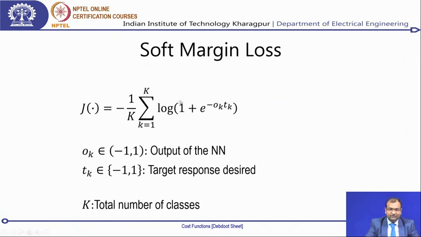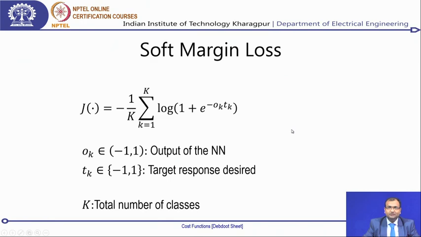Now, here by doing this, you are going to scale it down in that particular range. So, if I have this minus Ok Tk, and if both of them are negatives, then this becomes a positive quantity, e power of 1. So, this becomes log of 1 plus e power of 1. So, that is a number which is clearly greater than 0, as well as greater than 1. Okay. Now, this is the soft margin loss which you have over here.